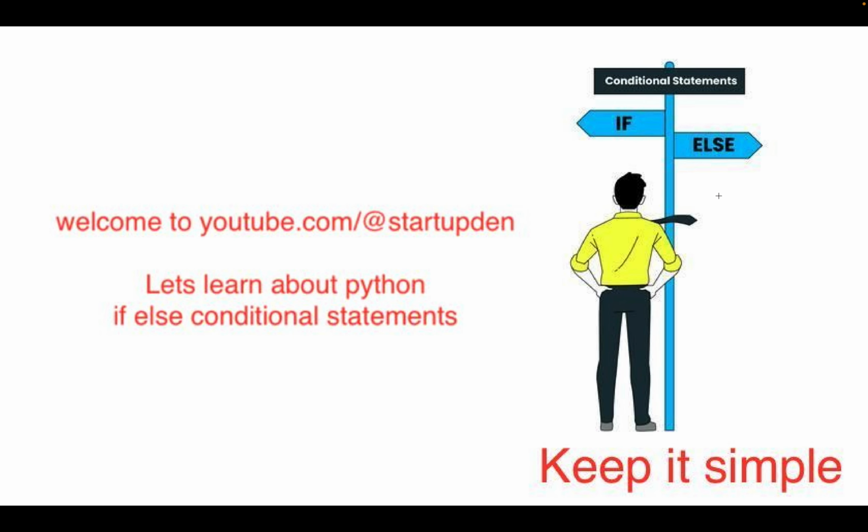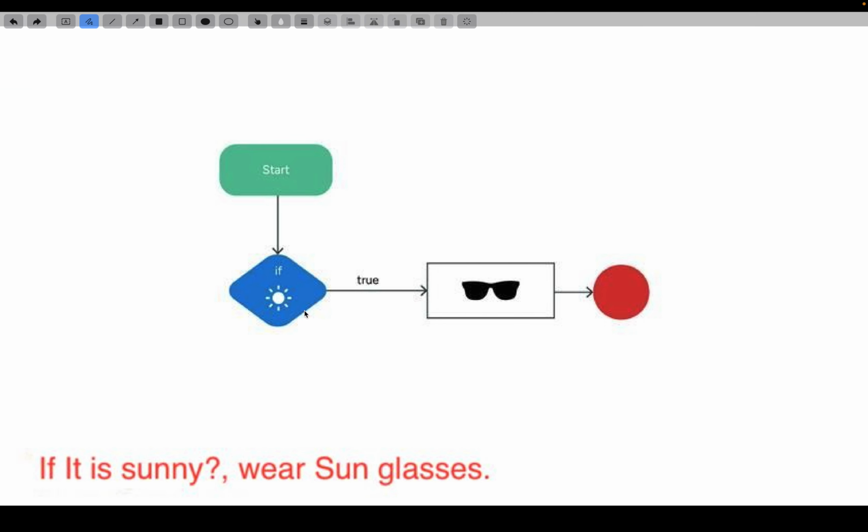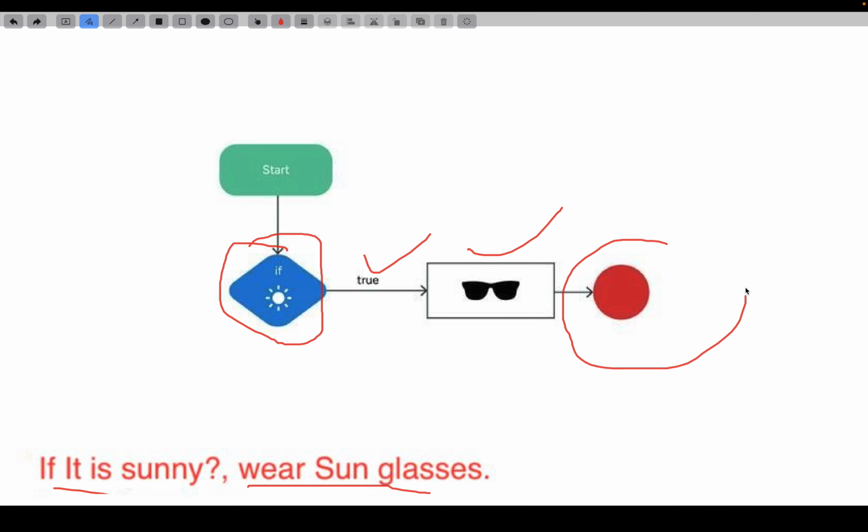So when you come out there, you've got to look at it. If it is sunny, then you do what? You wear glasses, right? So this condition, if you program it that way, if it is sunny, you wear glasses. So if the condition is true, you wear glasses, and that's the end of the story. If we do not put an else condition, we don't do anything else. So we just stop it there.